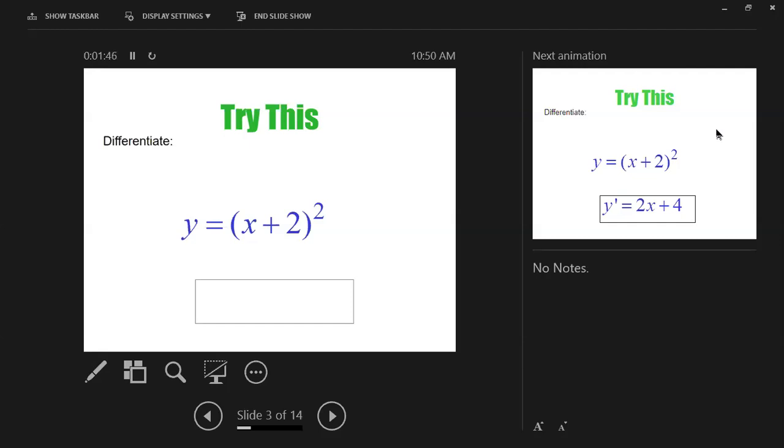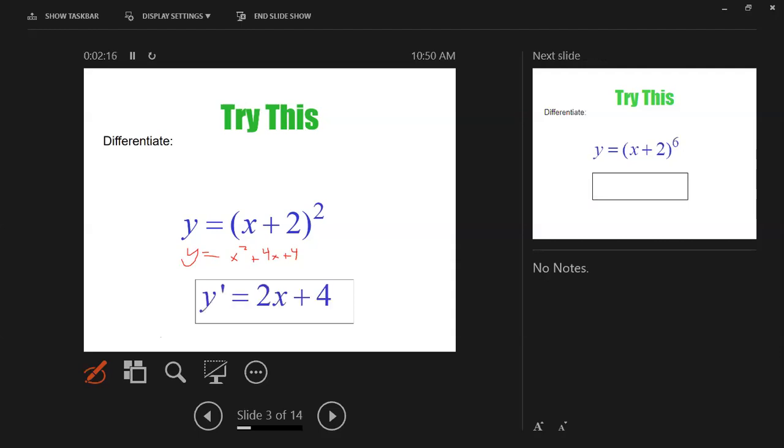So expand this out and we would have y equals x squared plus, I believe, 4x plus 4. Yeah, if I take x plus 2 times x plus 2. And if I do that at this point, then I should be able to take its derivative, and the derivative then is 2x plus 4. Well, that's nice and easy, and we have seen that already.